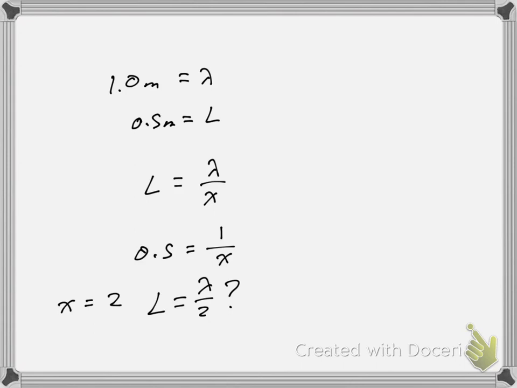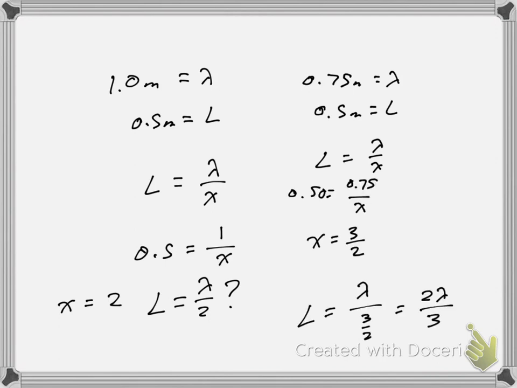And then I could go to the next one, which is 0.75, and I do the same thing. I rewrite it in terms of the expressions that we've already done, and then solve for x. Well, in this case, x is 3/2, which means L equals 2/3 lambda. Does that fit to one of the standing waves on a string fixed at both ends? And the answer is no.